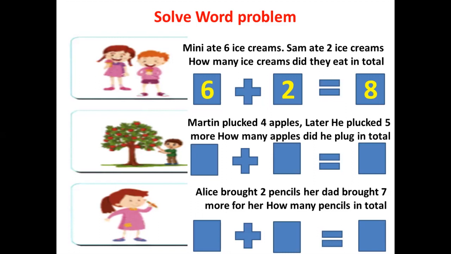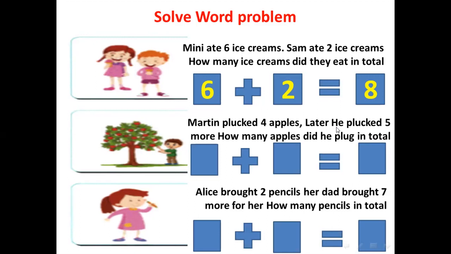Who can do the next one with me? Okay, Iyad, can you hear me, honey? Yes. Okay, let's read the problem together. Martin got 4 apples. Later he plucked 5 more. How many apples did he pluck in total? He wants the whole number of apples he plucked. How many apples did he pluck all together?